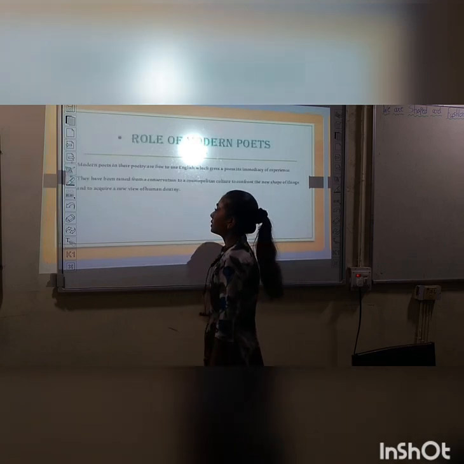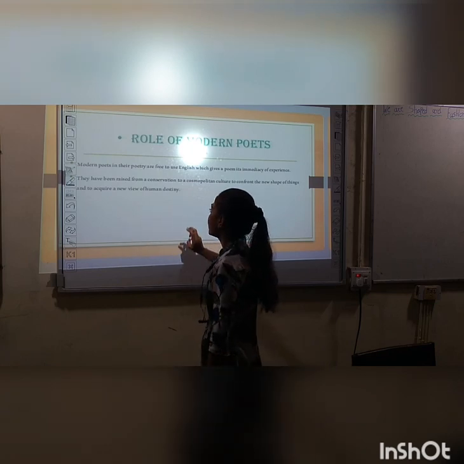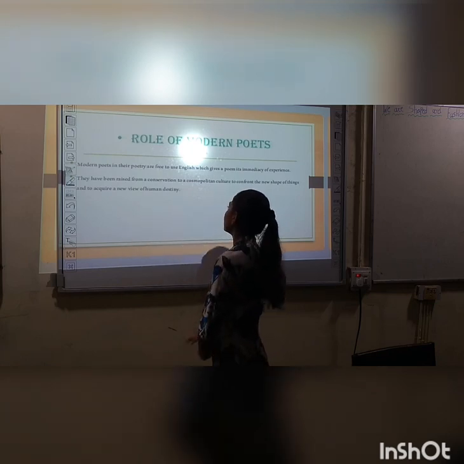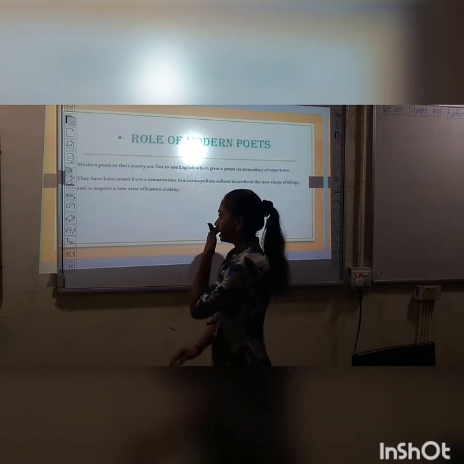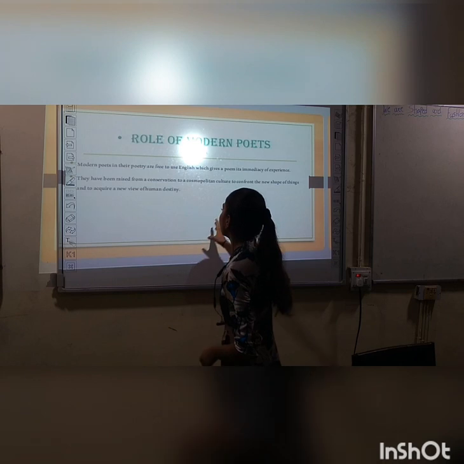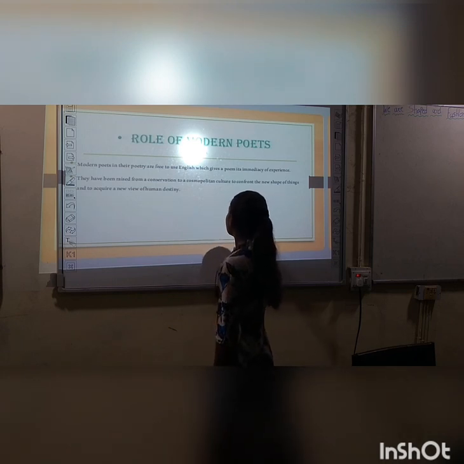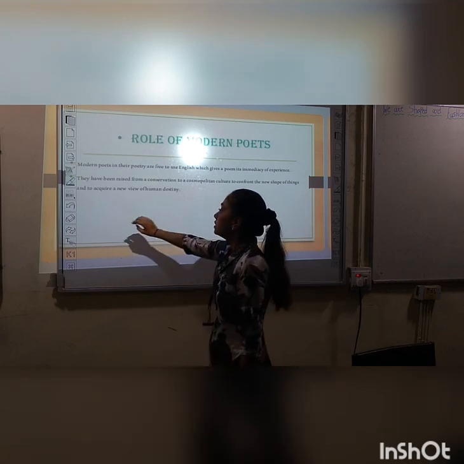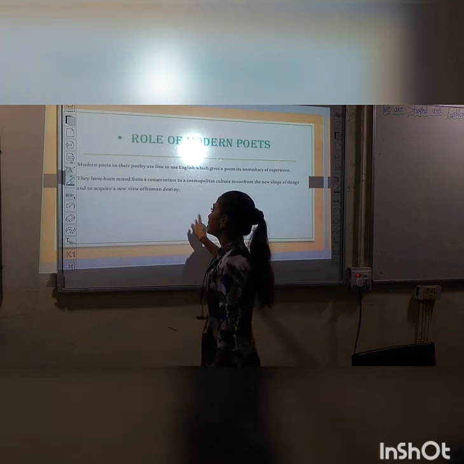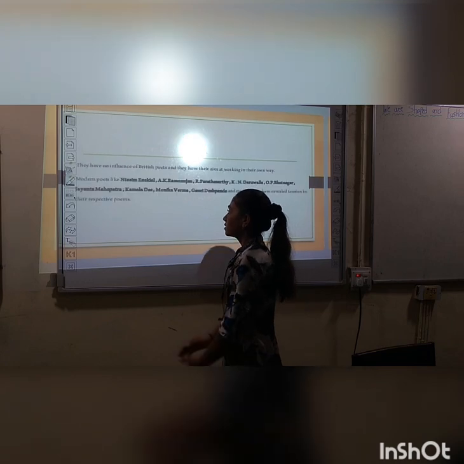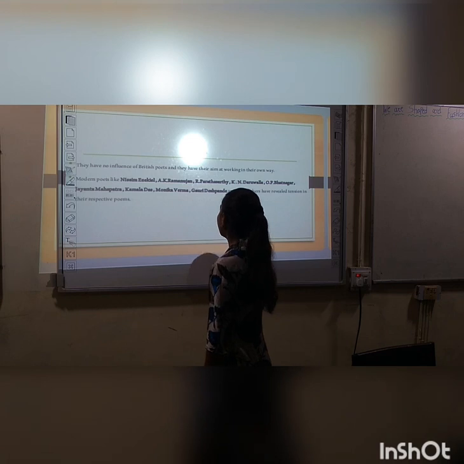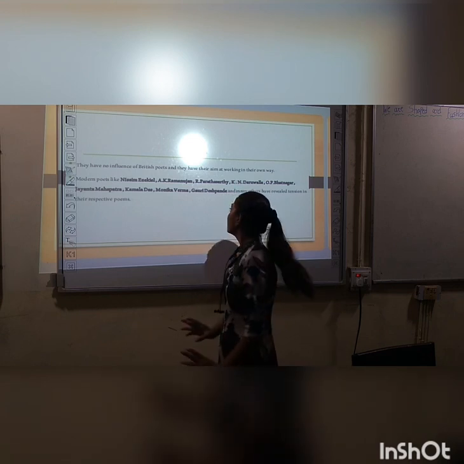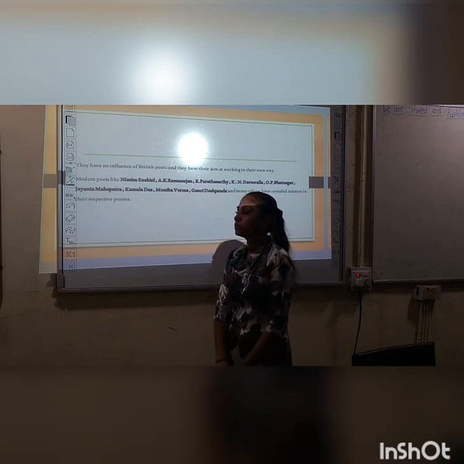Role of modern poets. Modern poets are free in their use of English, which gives a poem its immediacy of experience. They have been raised in conversation and cosmopolitan culture to confront the new shape of things and acquire a new view of man's destiny. They have the influence of British poets, and they aim at the working of their own poetry.